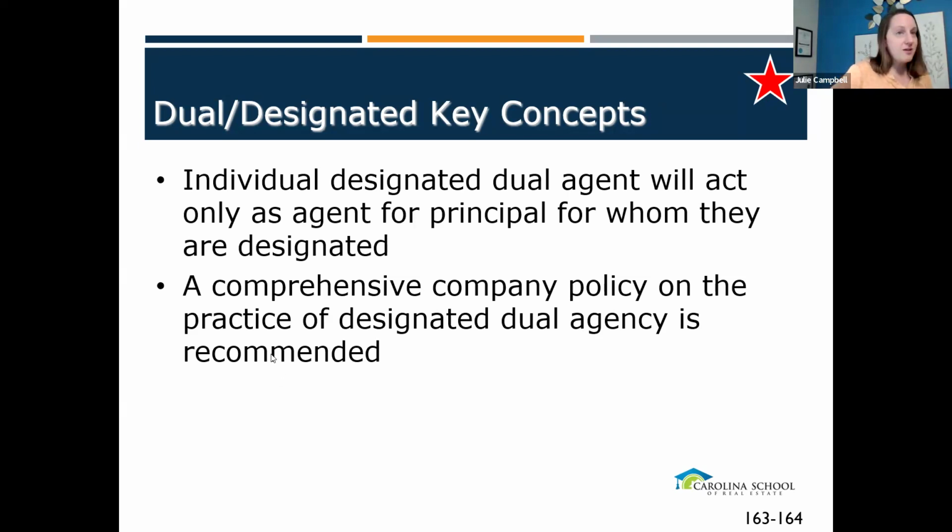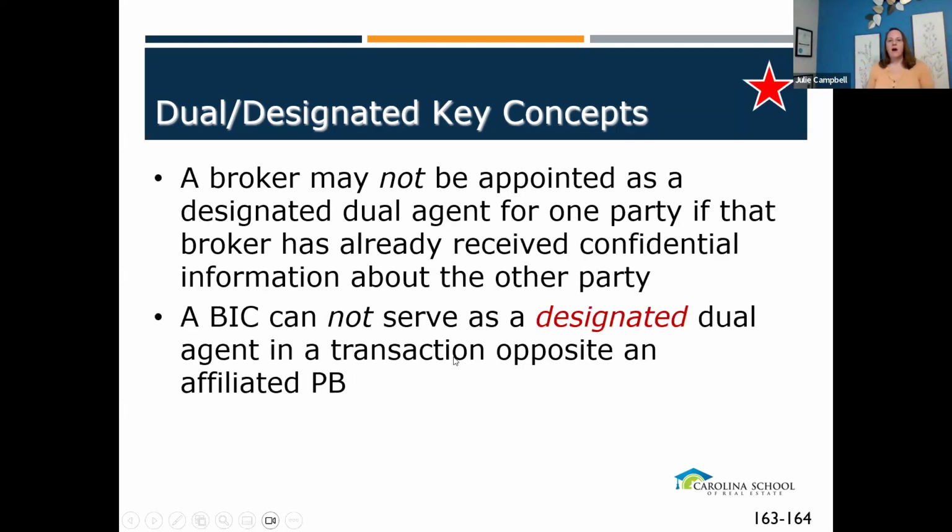So company policy is recommended. It's not required. It's recommended. You may not be able to be appointed if you do have prior confidential information about the other side. Remember, you're getting kicked off the wall, one side or the other. And the BIC needs to make sure, before we go any further, that you don't have any confidential information about the other side. And if you do, you may be asked to step aside from the transaction, because always remember, agency is what's best for the client, not you, not the firm. It's what's best for the client. It is all about the client.